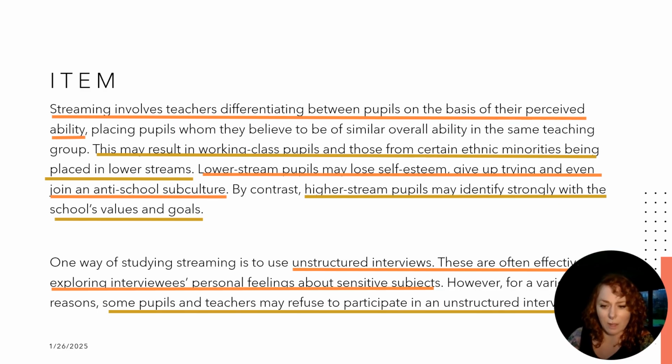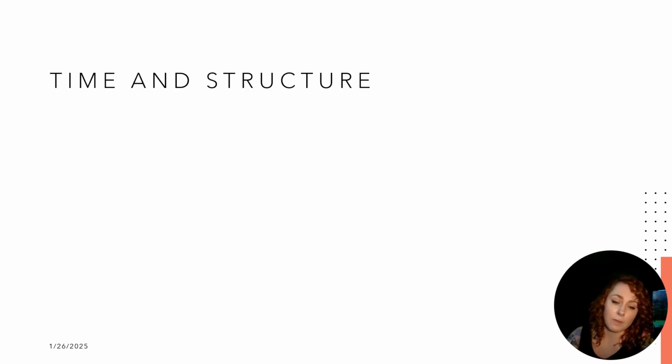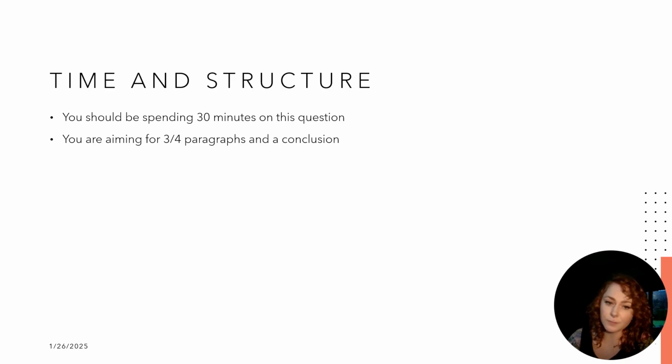We're going to have a look into how we would write this. So I'm going to give you a couple of examples. We're going to start off with the ones that don't quite hit the mark. I'll talk you through why they don't quite hit the mark, and we'll end with a model answer. Before we do that, we'll have a look at the time that we spend on this question and the structure we're going to use. So you should be spending about 30 minutes on this question unless you get extra time.